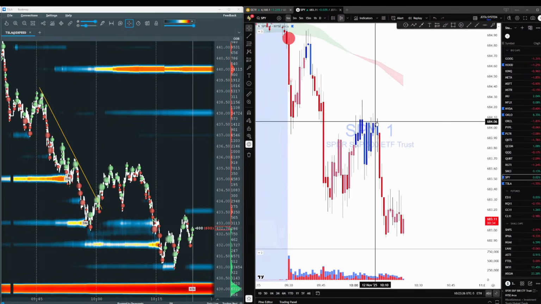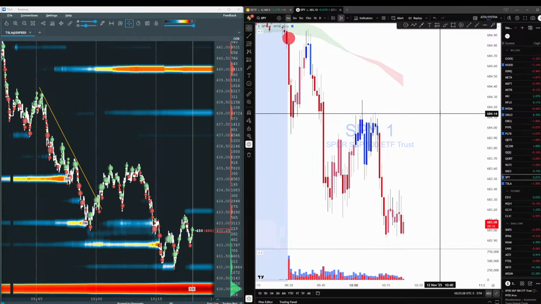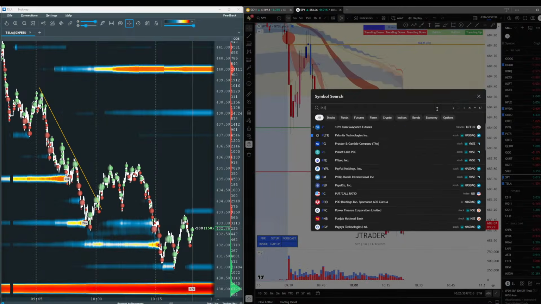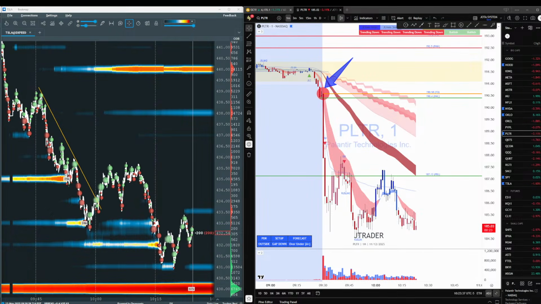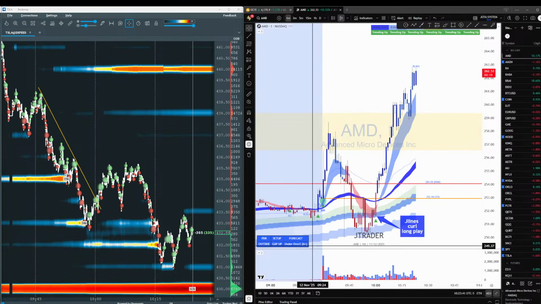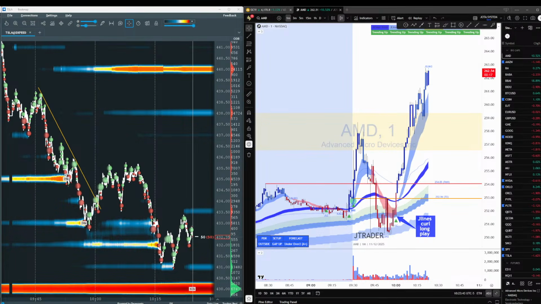Then we had over here SPY, same J-line rejection coming up. And then we had also over here PLTR, same J-line rejection, playbook. Okay. What else is the market doing? So let's look, AMD is on steroids over here. Amazing.